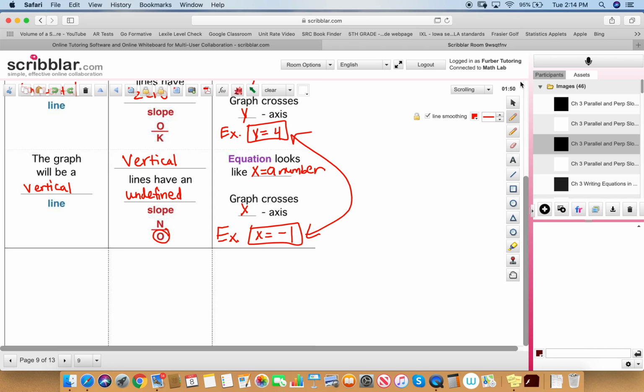So the last two things we're going to do in the next two videos are reviewing how to write the equations of parallel lines and perpendicular lines.